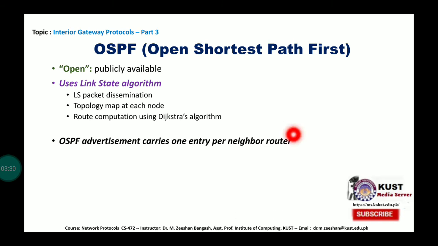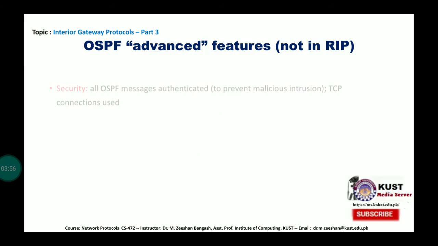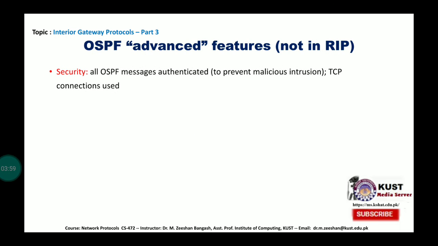Now, OSPF carries one entry per neighbor route. So that entry about the neighbor is shared. How is it shared? The entire autonomous system is flooded with this advertisement about the neighbor information.